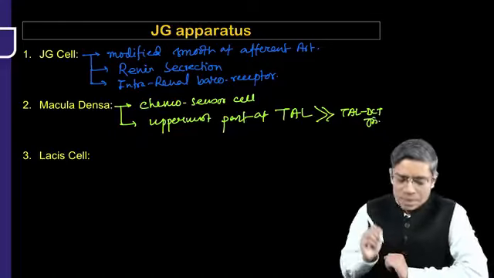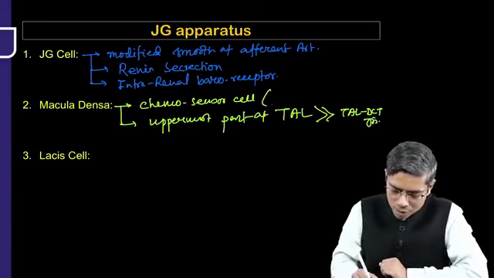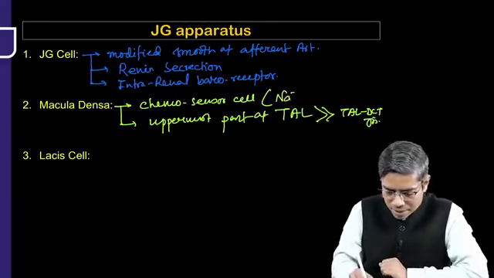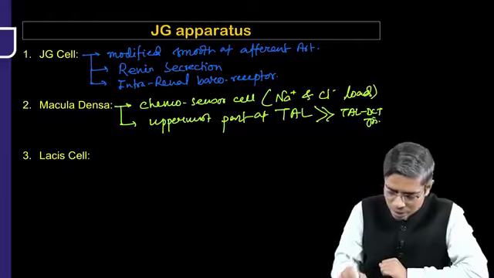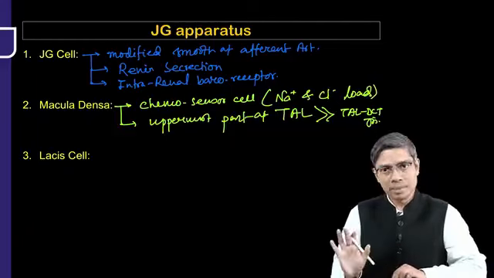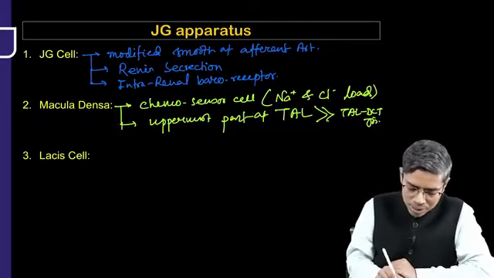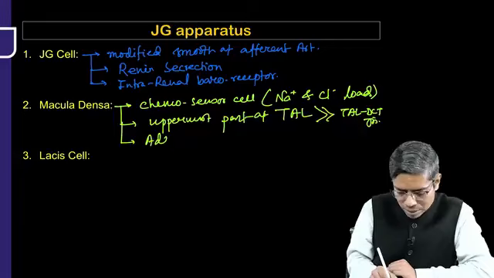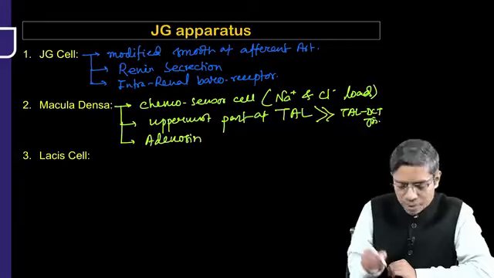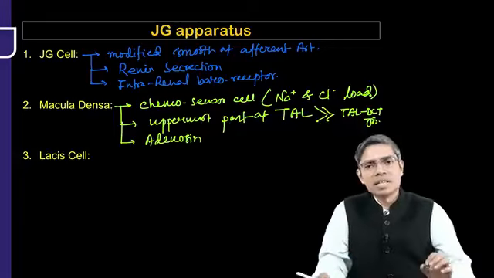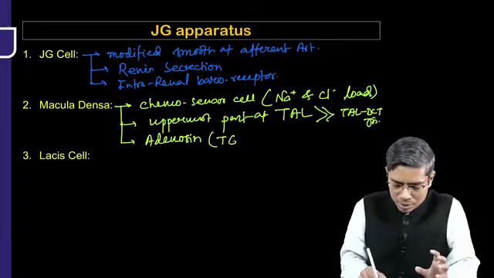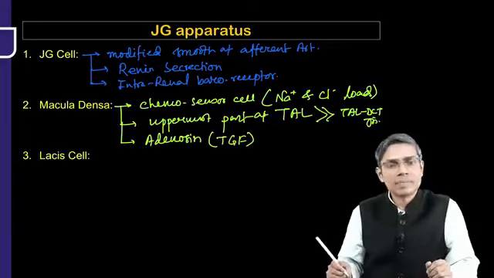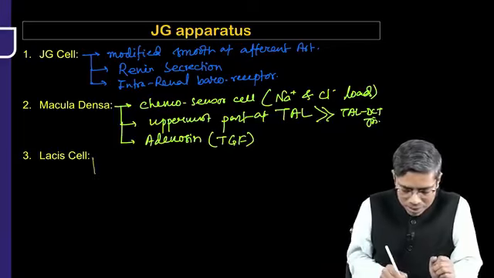Now, whenever I say chemoreceptor cells, which chemical can it sense? It can sense the sodium as well as chloride load in the distal tubular lumen. And whenever the macula densa cell is stimulated, the mediator released by the cell is adenosine. I told you earlier that this macula densa cell is responsible for tubuloglomerular feedback. Got it? Now the last one is the Lacis cell.